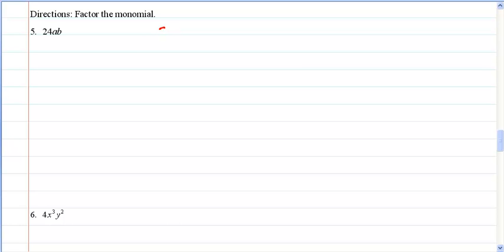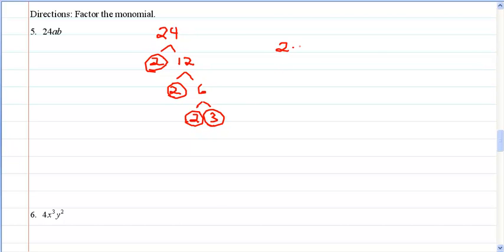So to factor a monomial, we start by writing the prime factorization of 24 the same way that we wrote the prime factorization earlier, prime number on the left, composite number on the right. And when we're finished with the prime factorization, we end up with 3 2's and 1 3. So when you factor a monomial, you write it as 2 times 2 times 2 times 3, and then the variables to a single power, which a and b are already to the first, so this is the only way we can write the answer.